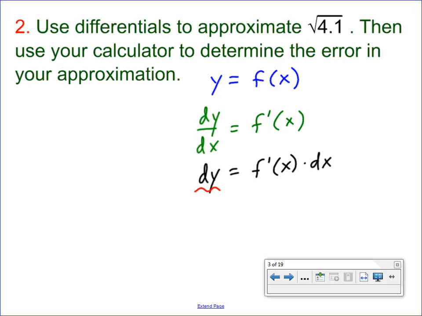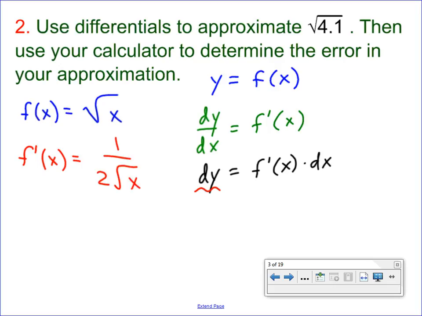And so let's choose a convenient function y equals f of x if we're asked to approximate the square root of 4.1. I've got to go with the square root of x. So I'm going to choose y equals the square root of x. Then I know that dy/dx, or f prime of x, equals 1 over 2 root x. And I'm going to use that to get an anticipated change in y, the differential dy, based on some small step over. Well, what small step over dx am I talking about?